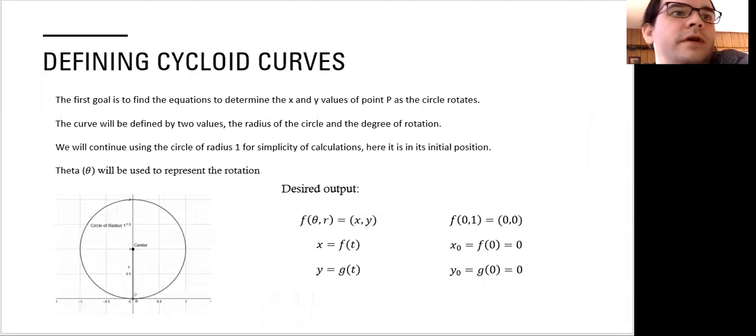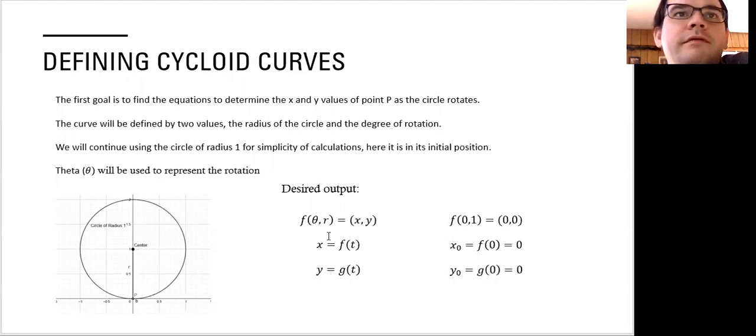So the first goal was to find the equation to determine the x and y values of point P as the circle rotates. The curve is going to be defined by two values, the radius of the circle and the degree of rotation. The degree of rotation is going to be given in theta. We will continue using the circle of radius 1 for the simplicity of our calculations. So here it is in its initial position.